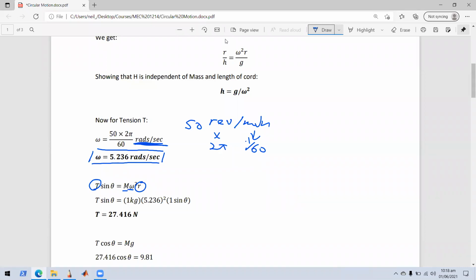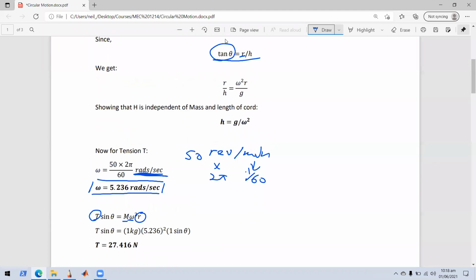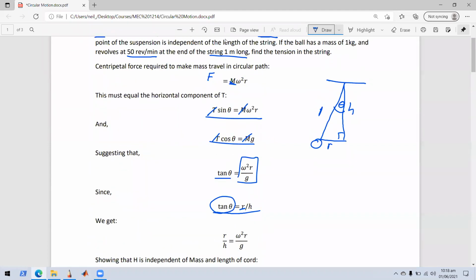How we find r is by using some trigonometry. So here, the length of the string is 1 meter long, right? From here to here, theta is here, r is here. The length of the string is 1 meter, so that's the hypotenuse. Sine theta is equal to opposite r over the hypotenuse, which is 1. So r is just going to be 1 sine theta, or the length of the string times sine theta.